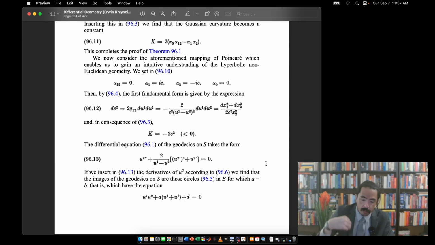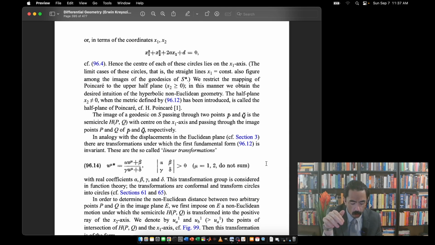That is, which have the equation u1 times u2 plus lowercase a times (u1 plus u2) plus lowercase d equals 0. Or, in terms of the coordinates x1 and x2, x1 squared plus x2 squared plus 2 times lowercase a times x1 plus lowercase d equals 0, for which refer back to expression 96.4. Hence, the center of each of these circles lies on the x1 axis. The limit cases of these circles, that is, the straight lines where x1 is equal to a constant, also figure among the images of the geodesics of capital S star.